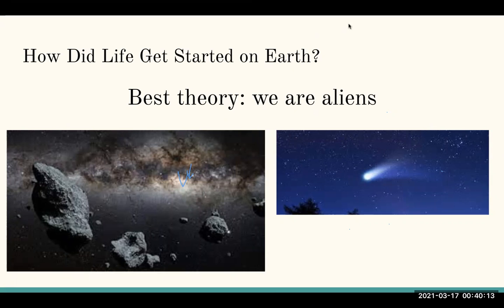So, the best theory that we have right now is that we are aliens. So that means that we did not originate from Earth, which is actually such a cool concept. We have these comets and asteroids. When I said heavy bombardment, remember when we talked about heavy bombardment and degassing and how that formed the atmosphere? These bodies like comets and asteroids hit our Earth during the heavy bombardment.